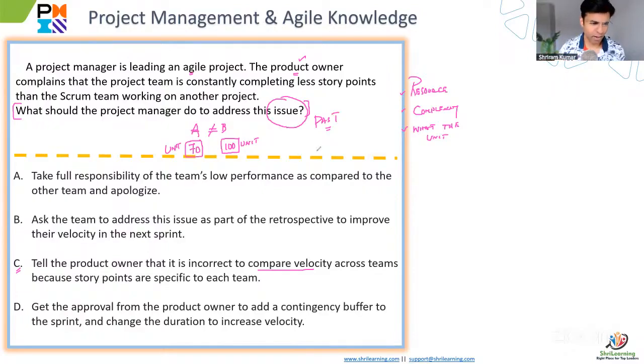So what I'm hearing here is tell the product owner it is incorrect to compare the velocity of teams because the story points are specific to each. So we are closing this issue discussion by saying don't compare, leave it there. Is this fine or should we do something more beyond this? For example, take full responsibility for the team's low performance, compare to the other teams and apologize. Is that the reason you ignore this answer? A goes out because of the word apology.